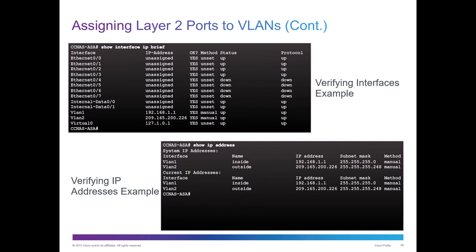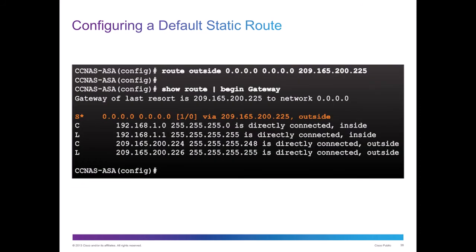Show interface IP brief, by the way. We don't type show IP interface brief. So you just swap these two with the ASA. This is going to tell you all the interfaces to see if they are up or not. A quick way of finding out if these interfaces are active or not.